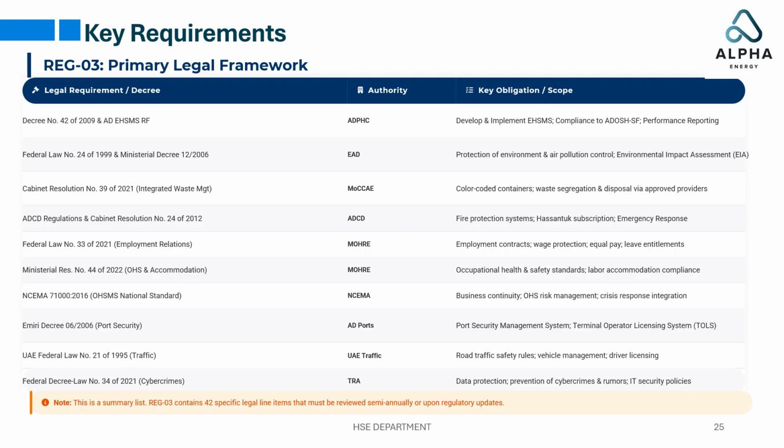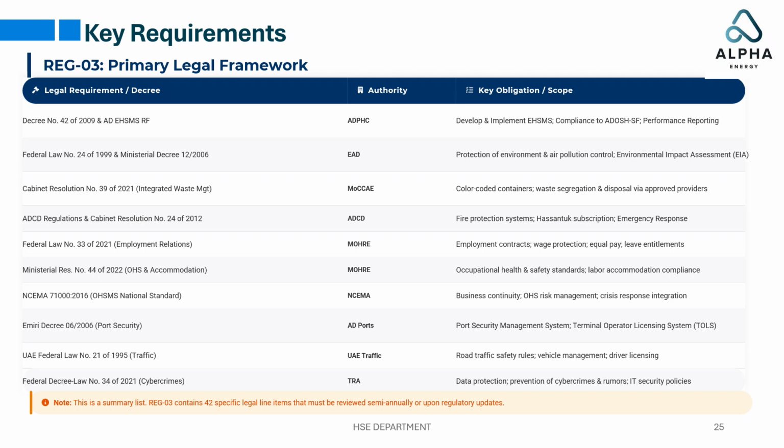Cabinet Resolution No. 39 of 2021 on Integrated Waste Management, overseen by MOZAE, requires proper waste segregation, color-coded containers, and disposal through approved providers. ADCD regulations in Cabinet Resolution No. 24 of 2012 require fire protection systems, Hassantuck subscription, and effective emergency response measures. Federal Law No. 33 of 2021 on employment relations, governed by MORE, regulates employment contracts, wage protection, equal pay, and employee leave entitlements, while Ministerial Resolution No. 44 of 2022 establishes occupational health and safety standards and labor accommodation requirements.